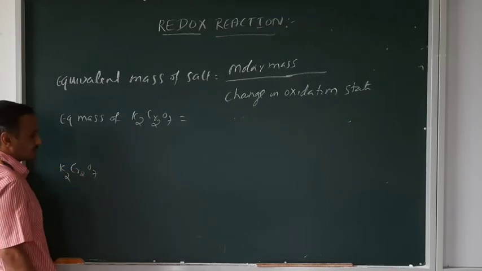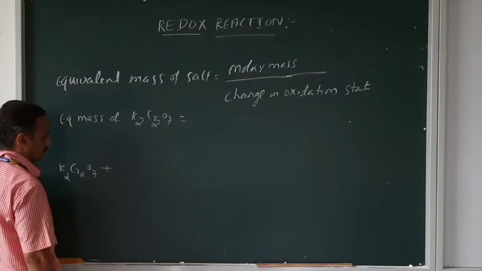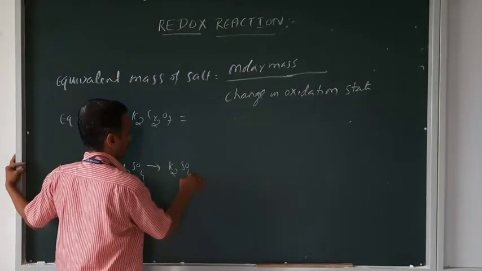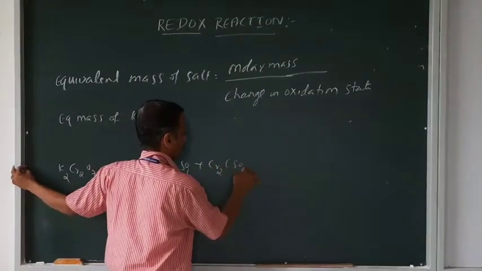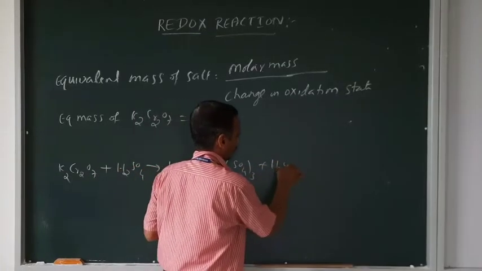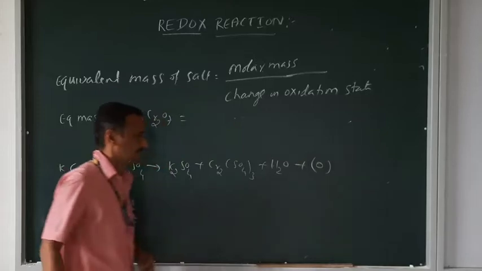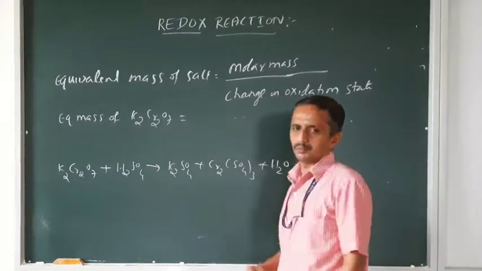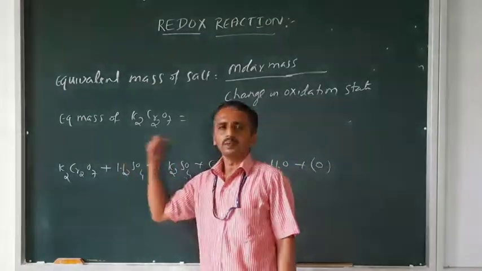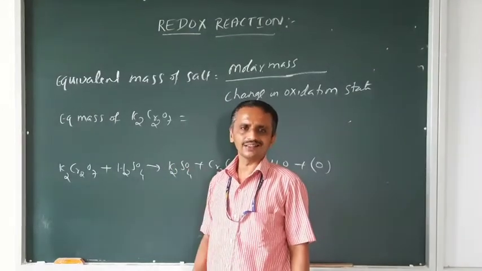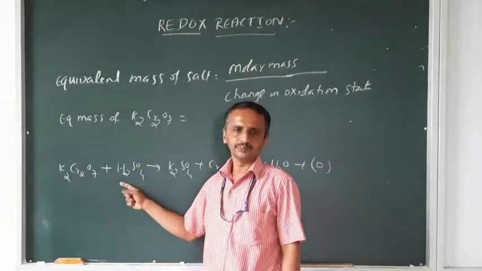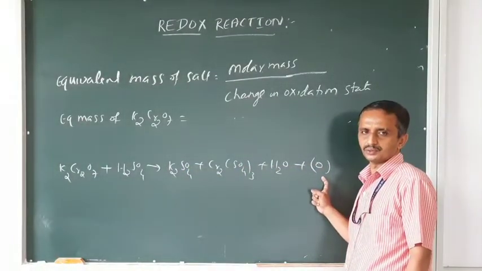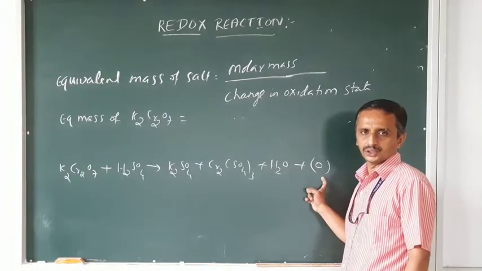Potassium dichromate K2Cr2O7 plus H2SO4 gives K2SO4 plus Cr2(SO4)3 plus water molecule plus nascent oxygen. So how do I come to know that this product will be there? See, potassium dichromate is a good oxidizing agent in the acid medium. Oxidizing agent means they should give the nascent oxygen, one of the conditions, but it's not the lone condition also.